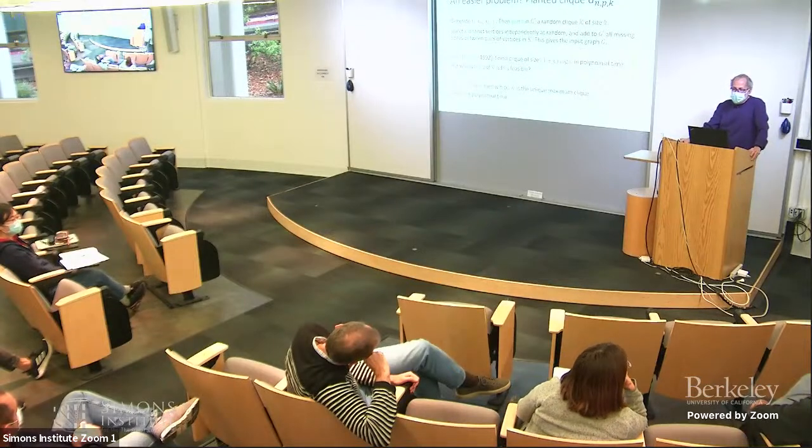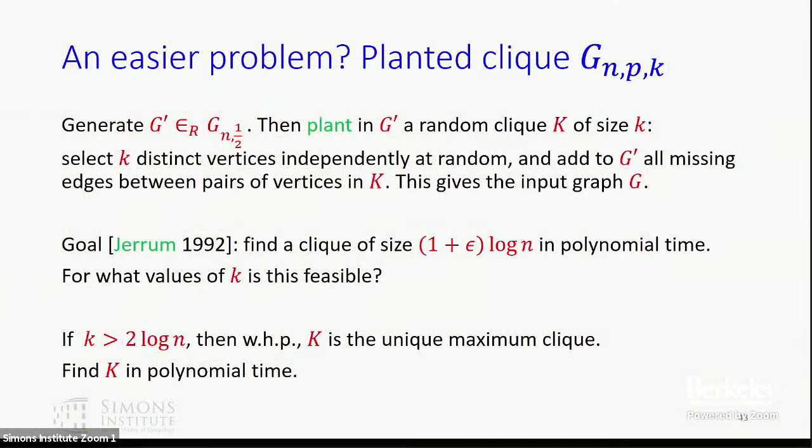Okay. So here we're moving to the planted clique problem. We start with just a random G(n,1/2) graph, but we call it G prime because we're going to change it. And now we plant in it a clique of size k. What does it mean? We select k distinct vertices independently at random and add to G prime all missing edges between pairs of vertices. So this gives the graph G. And the goal is now, in this graph where we planted another clique, maybe it's easier to find a clique of size 1 plus epsilon log n. This is what we're trying to do.